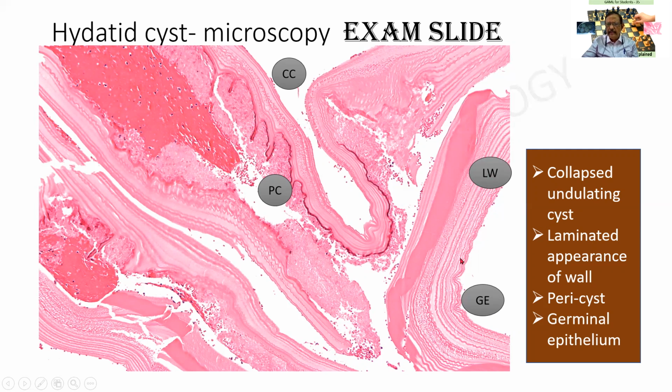And as I told you earlier, this will be the layer that has got the germinal epithelium. And PC is the pericyst. Pericyst. And this is the cyst cavity within. Germinal epithelium we can see, pericyst, laminated appearance, and collapsed and undulating wall of the cyst.